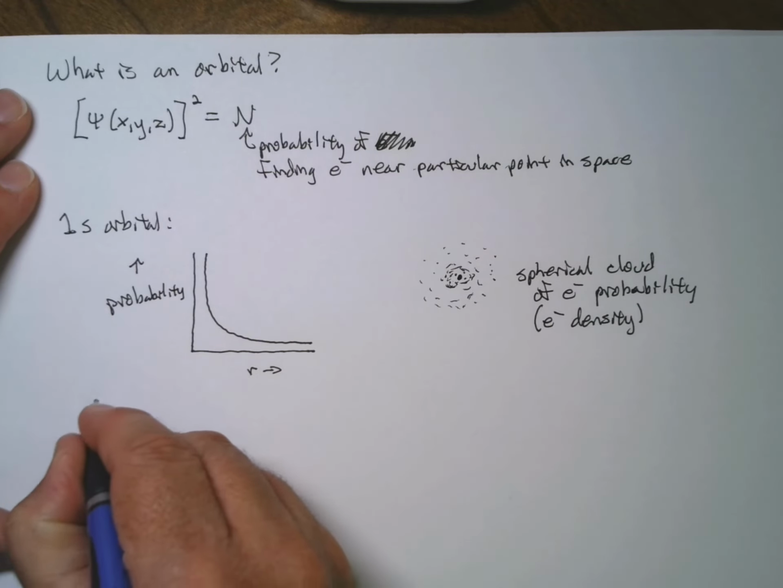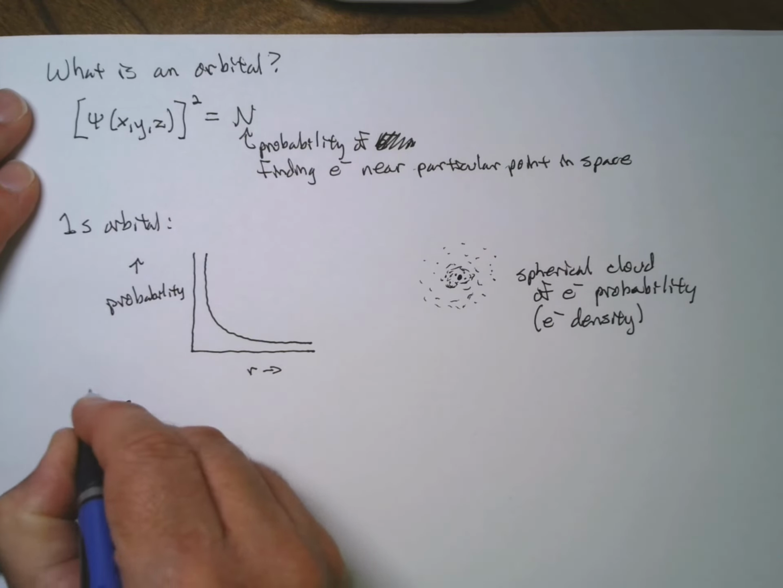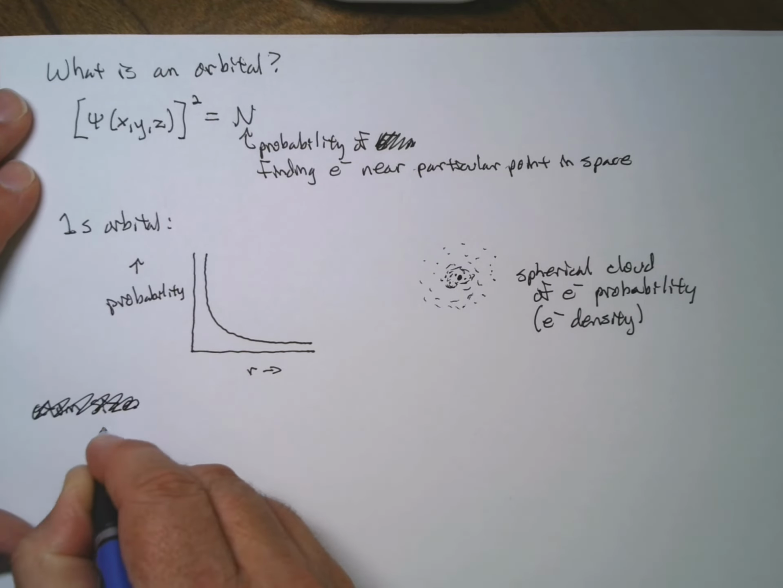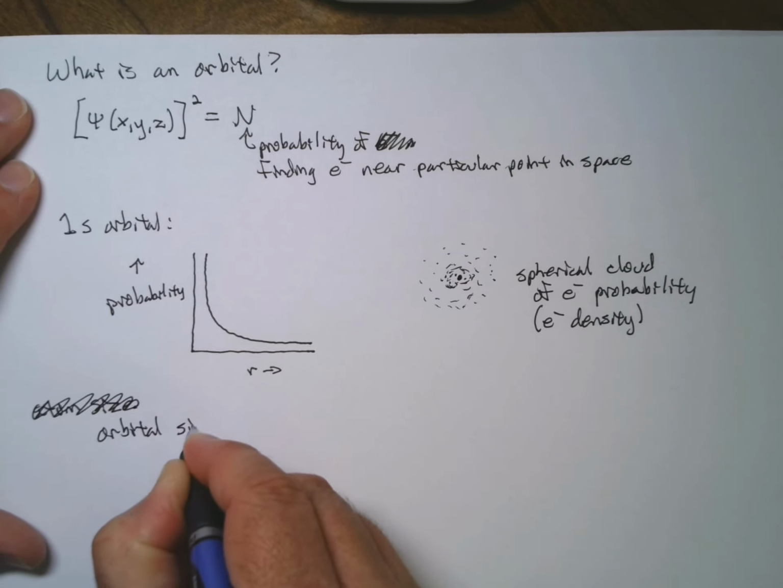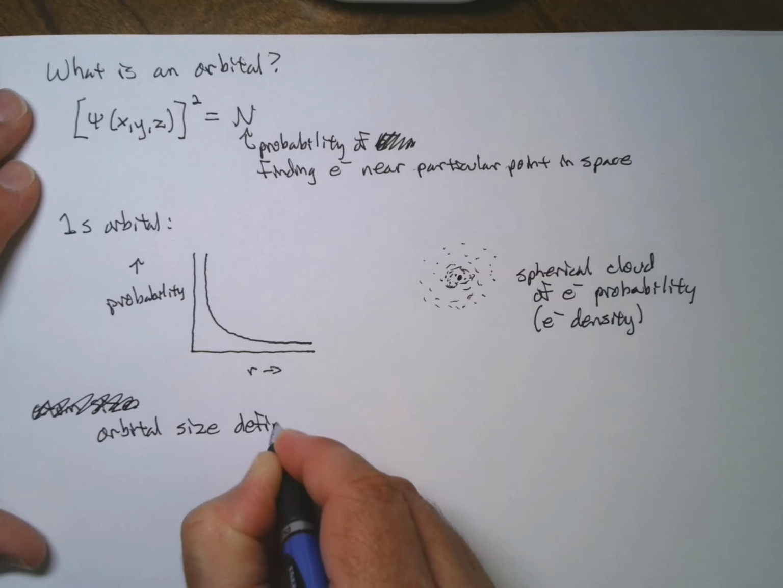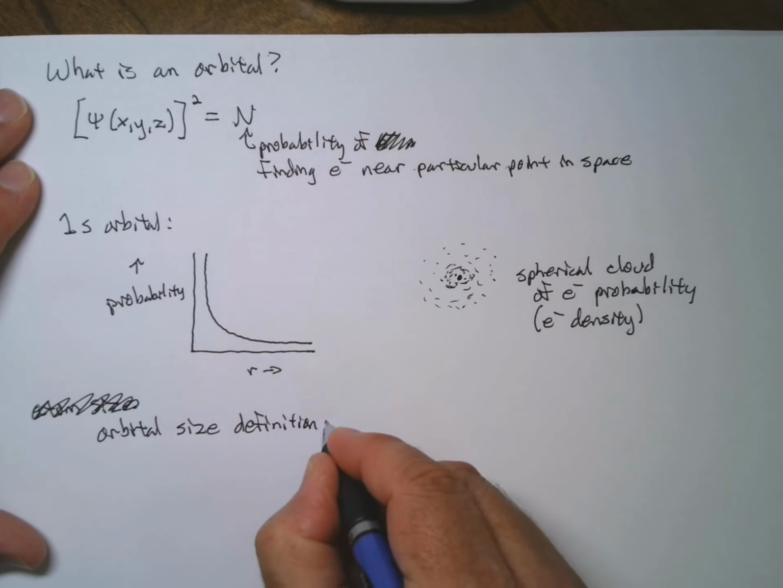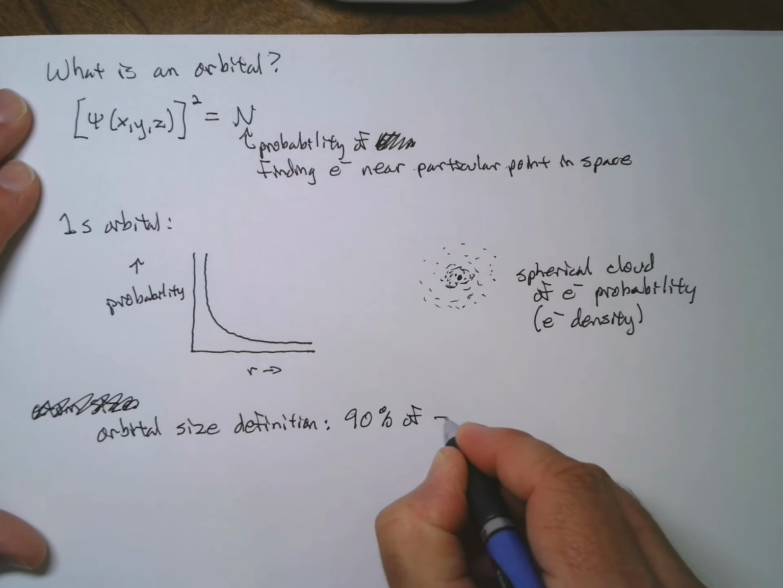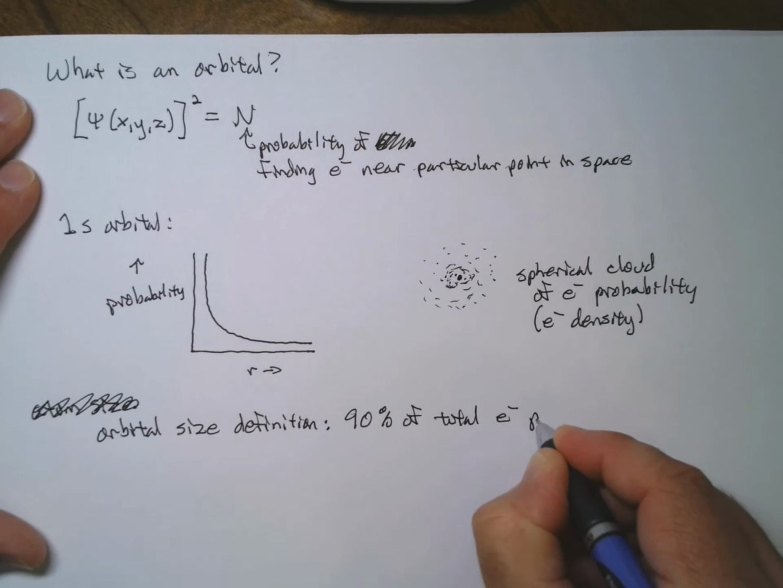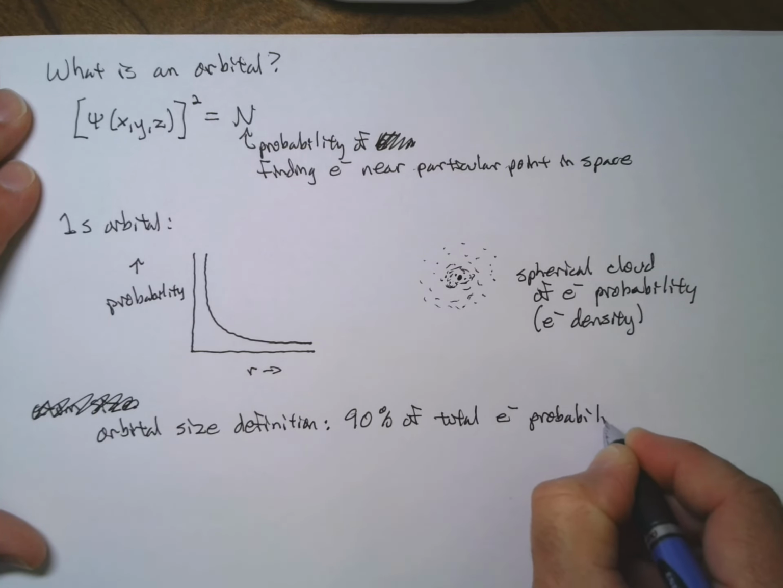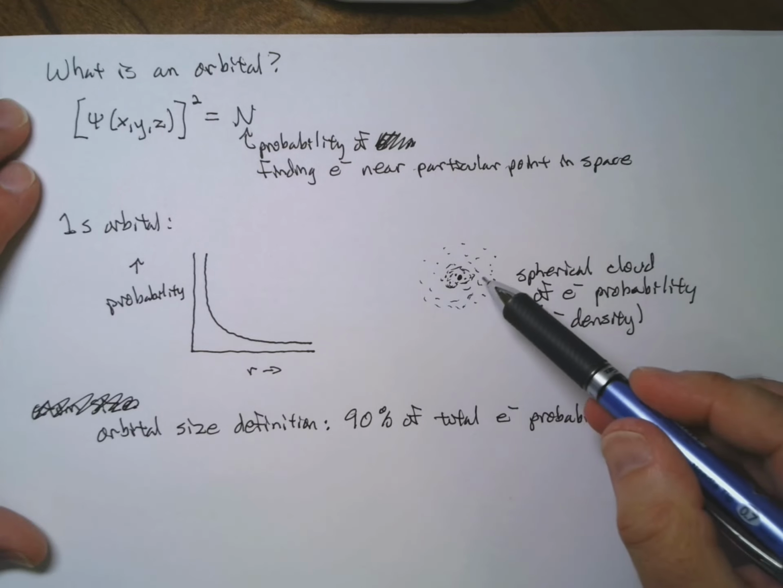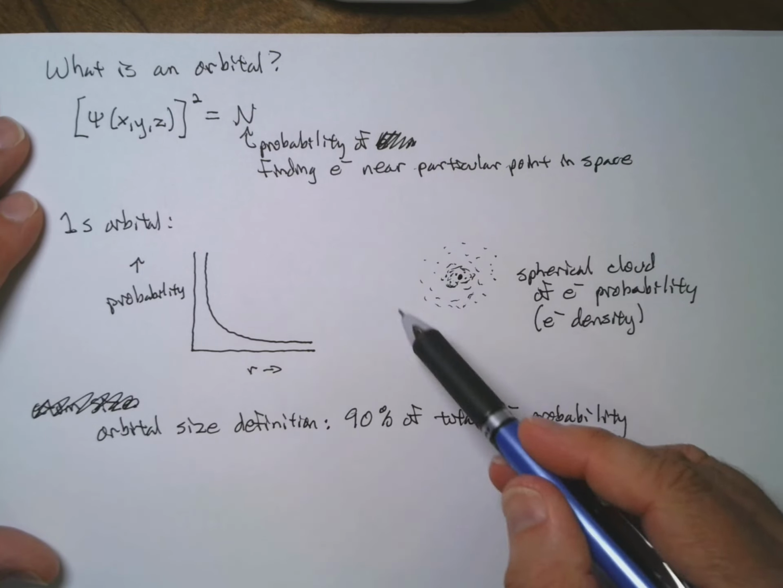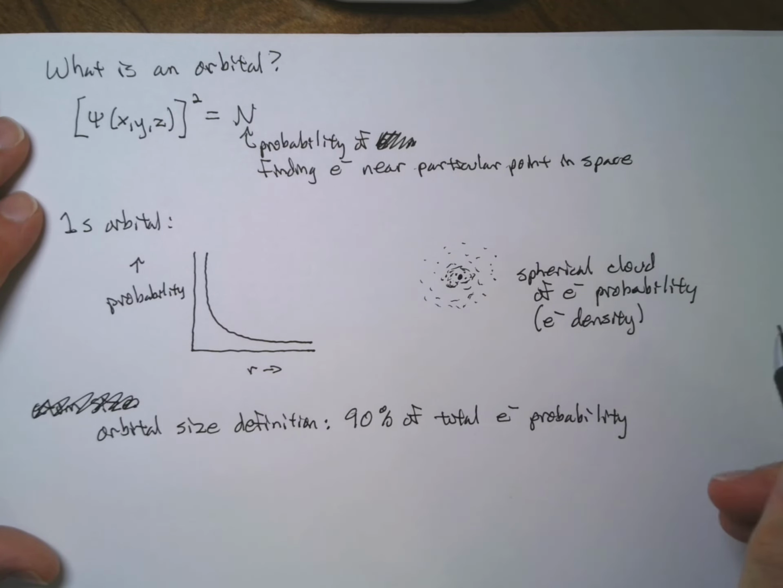And so our size definition, we'll say orbital size: 90% of total electron probability. So if we're looking at a 1s orbital, which is a sphere, the size of the 1s orbital is the sphere that encloses 90% of the total electron probability.